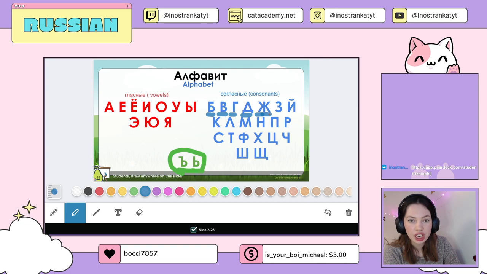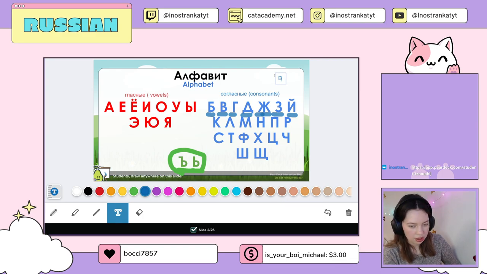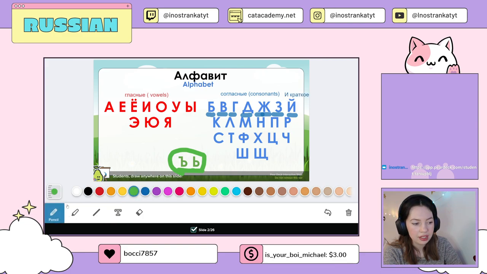Ж, ж, ж. Imagine a b, maybe make the sound zh, zh. Next one is z, z, z, z. Next one is a very tricky one because its full name is, okay, let's find the Russian alphabet here. И краткое, which means short И. But it makes the sound Y, Y, Y. И краткое.